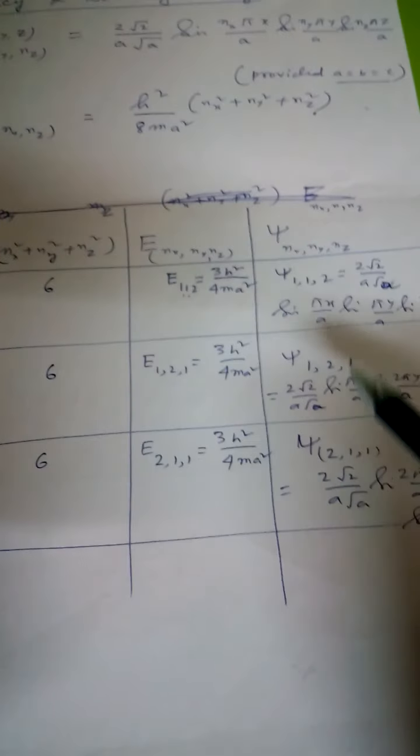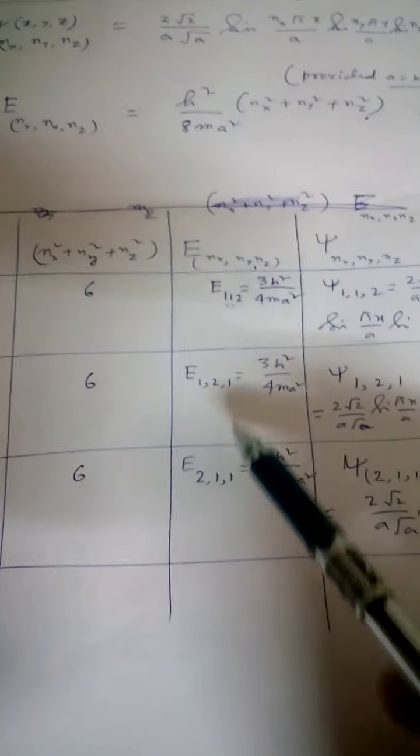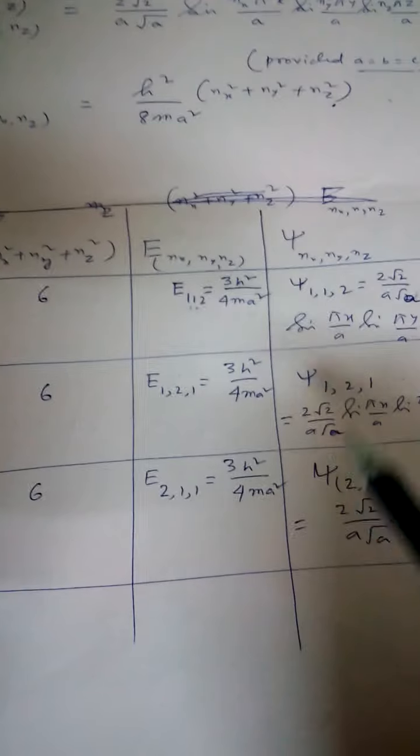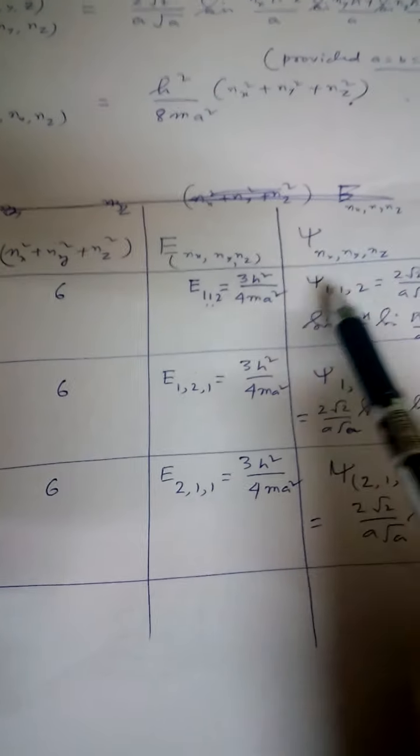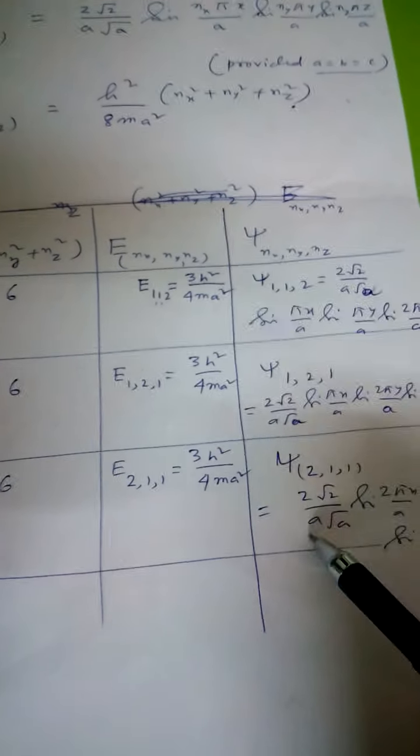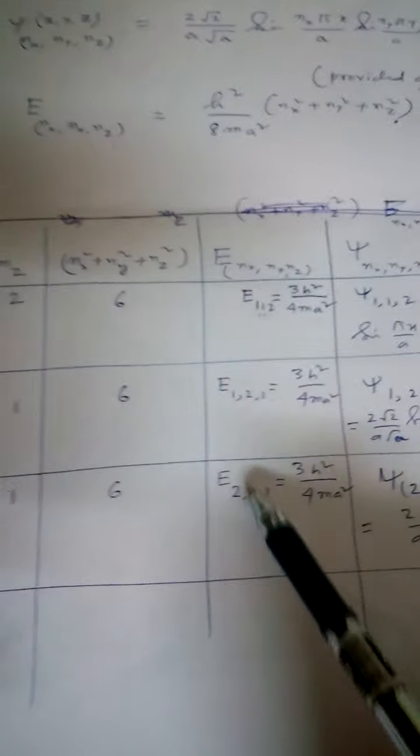So this phenomenon where wave functions are different but energy eigenvalues are the same is said to be degeneracy, and the corresponding wave functions are said to be degenerate wave functions or degenerate states. So for the present problem, we have threefold degeneracy, since we have three different wave functions corresponding to the same energy value. Okay.